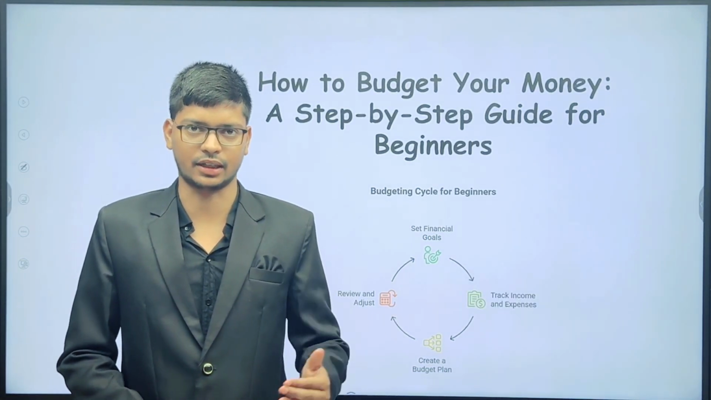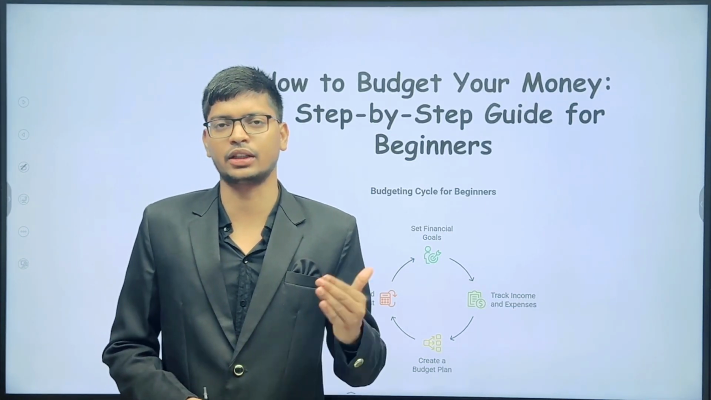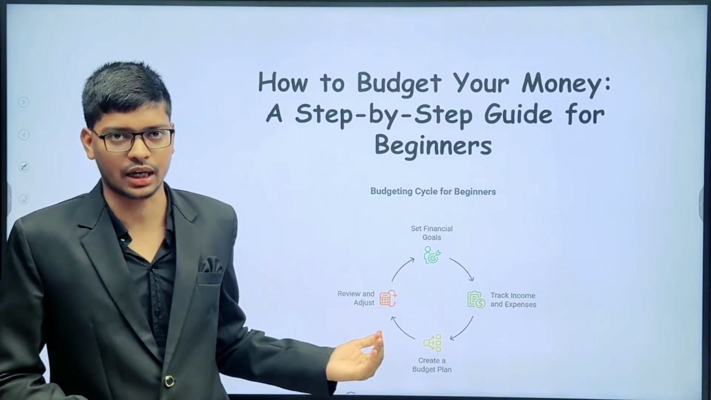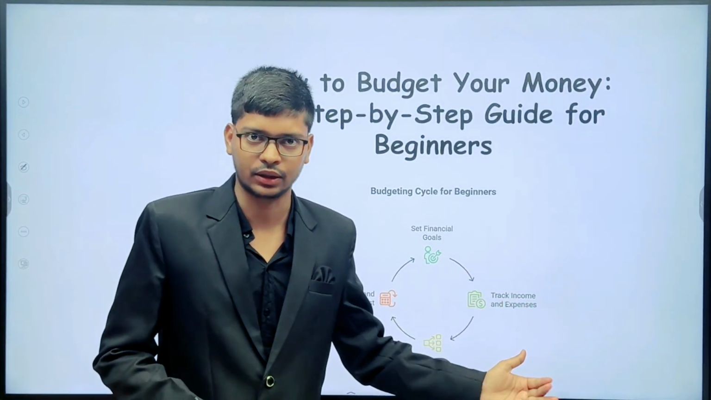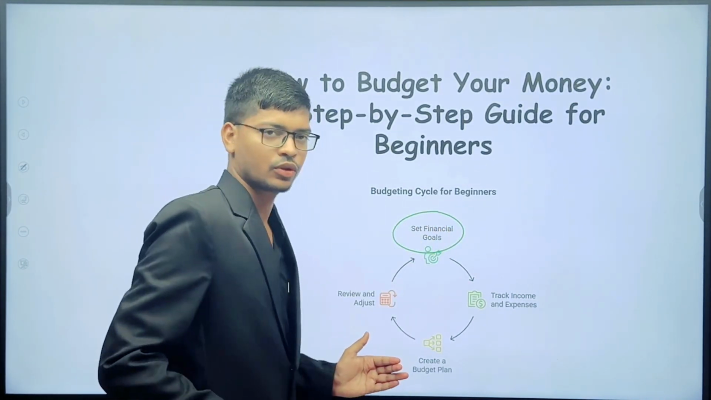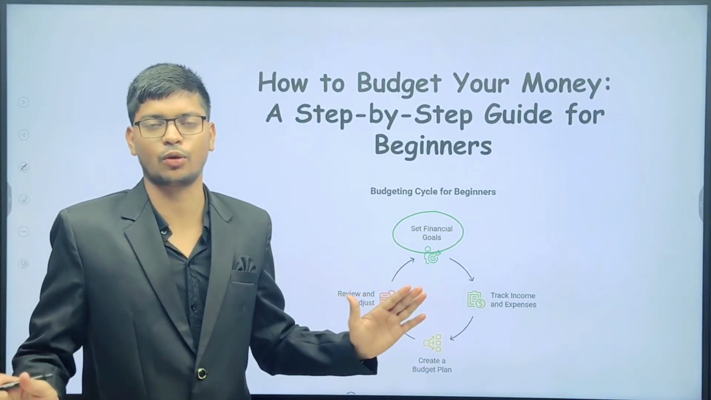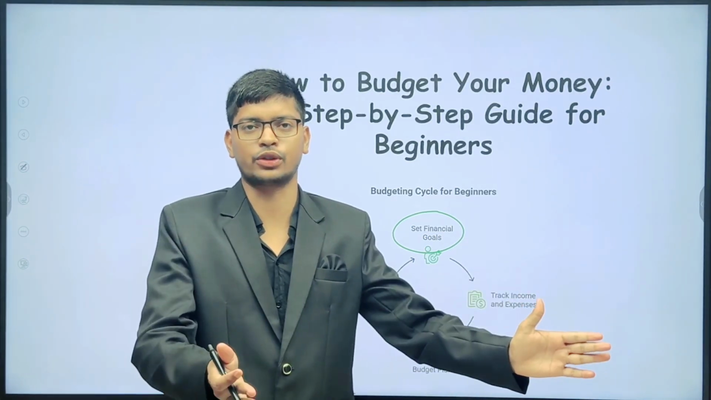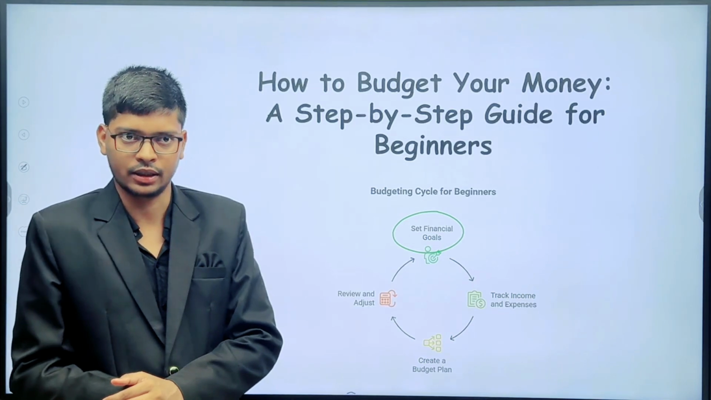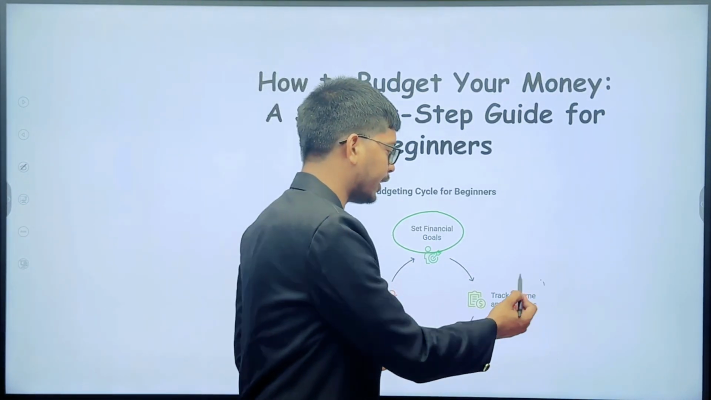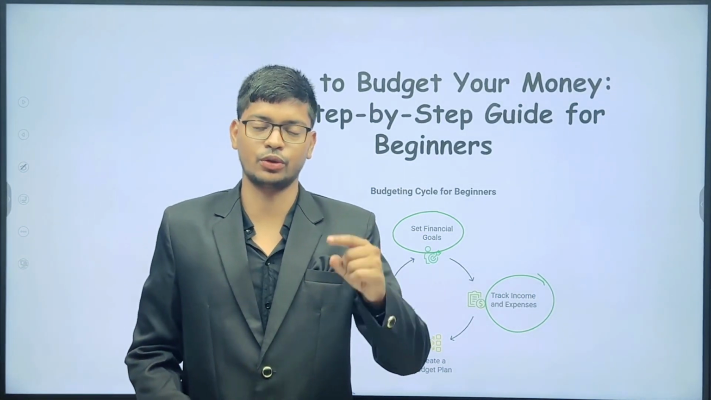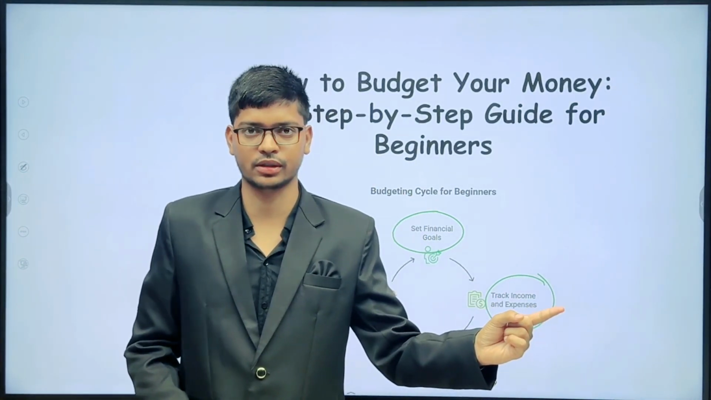So let's get started. Before starting this video, I have a simple chart. You can easily understand through this chart how to budget our money. First of all, you set your financial goals. What are your financial goals? You write them down on a paper. Okay, then you track your income and expenses.